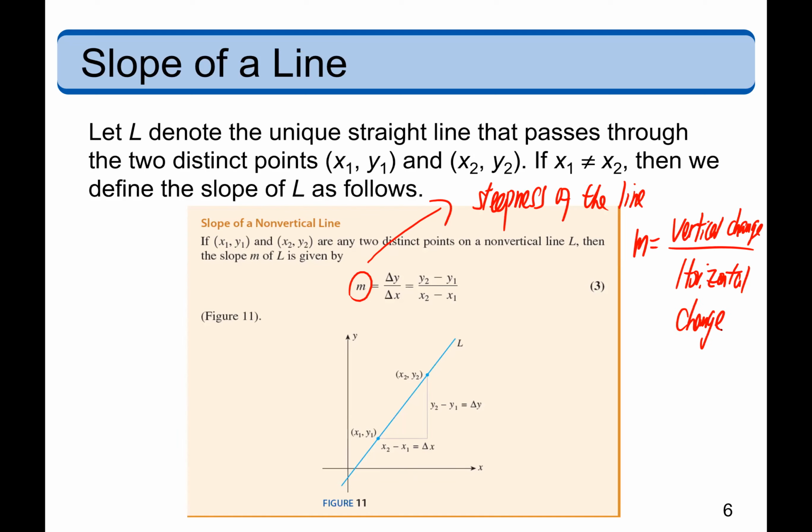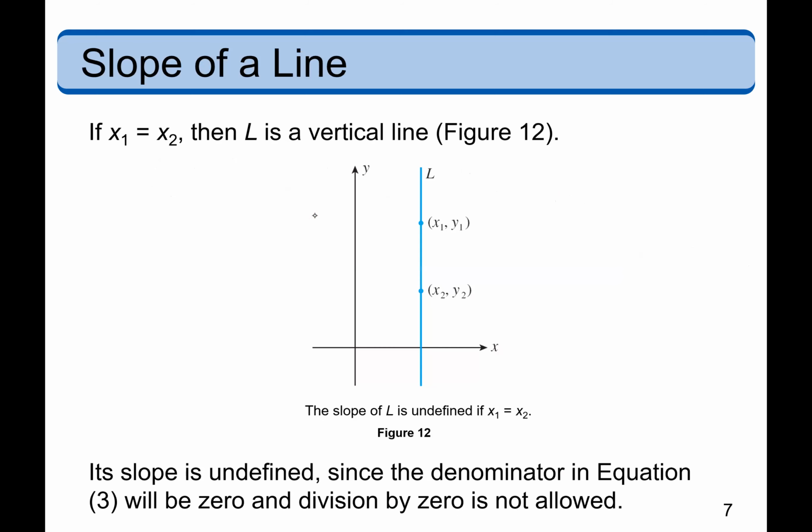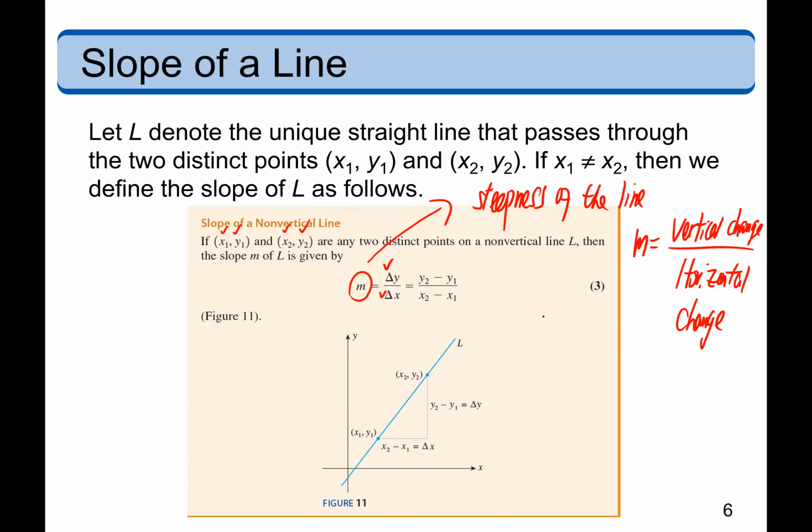And vertical change, we're using delta y, representing vertical change. The y value is vertical, right? And then delta x represents horizontal change. To be more specific, given two ordered pairs (x1, y1) and (x2, y2), the vertical change can be captured by subtracting y2 minus y1, and x2 minus x1 represents the horizontal change.